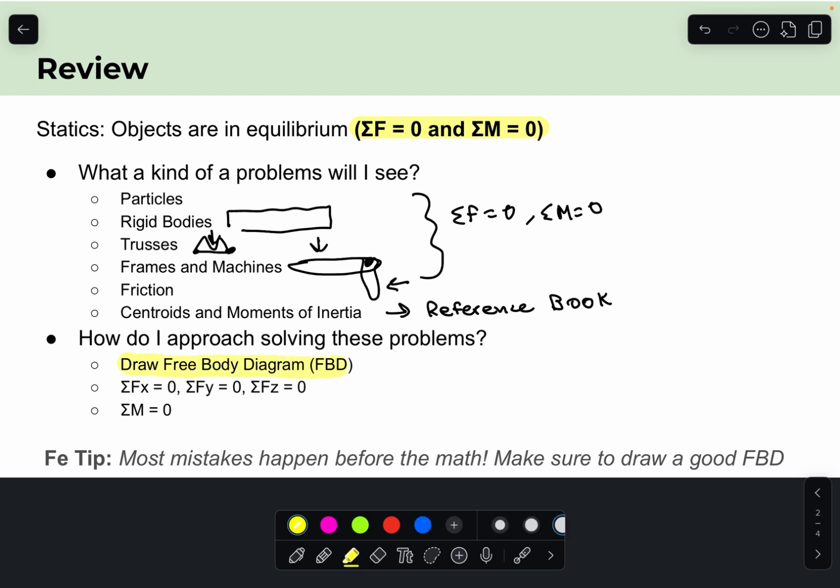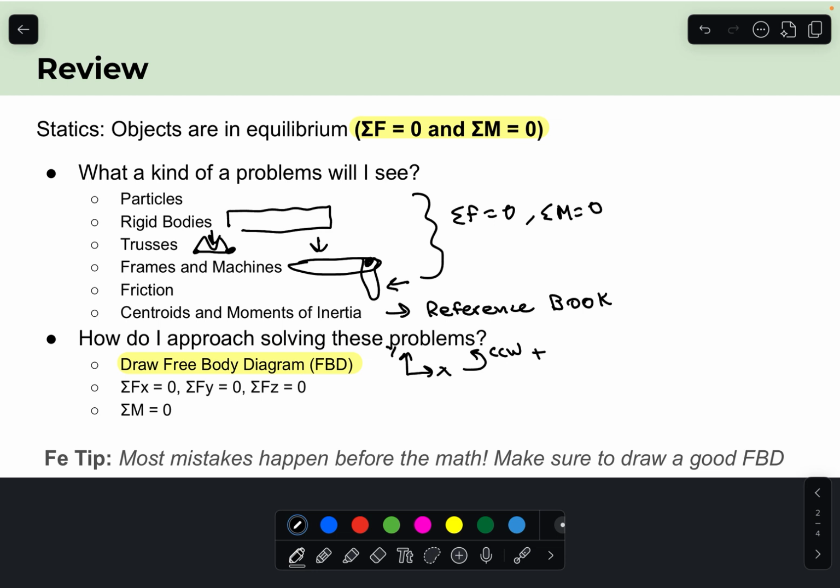Now, when it comes to how to approach solving these problems, by far the most important step is drawing your free body diagram and drawing it correctly. Please, please, please make sure to double check that you are drawing all the forces given in the problem and all reaction forces for the system. Also, make sure that you are defining your coordinate system correctly. Remember, if you're defining a normal Cartesian coordinate system like so, that means that counterclockwise moments will be positive, not clockwise. So just make sure your convention is correct.